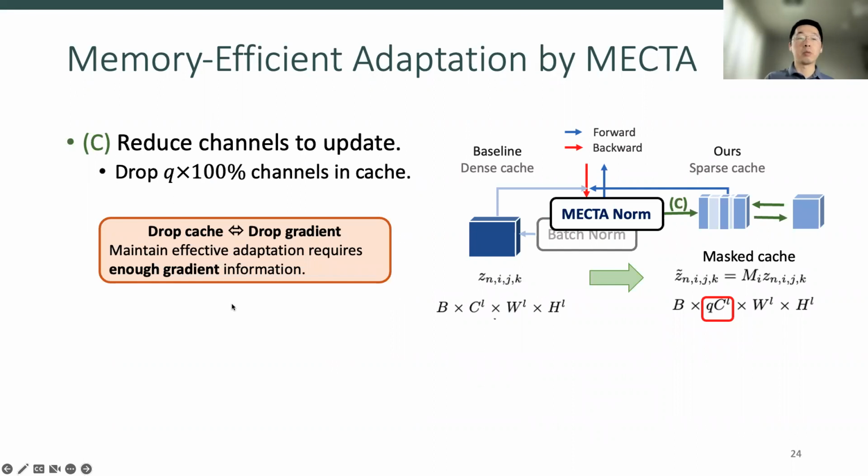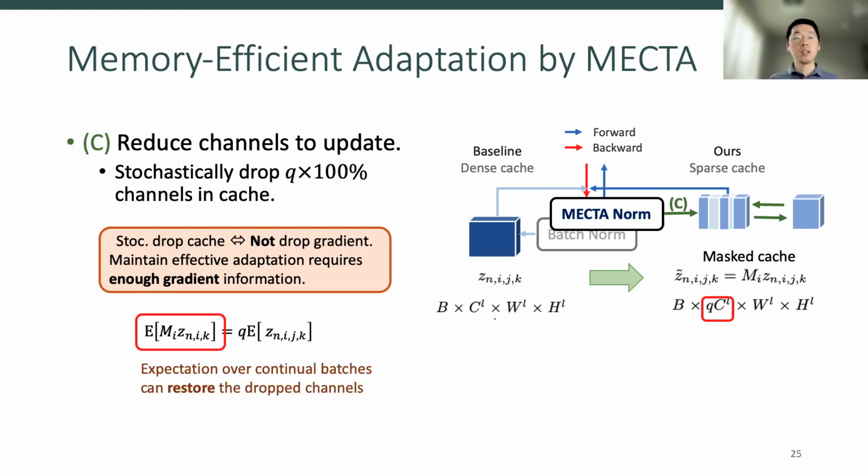However, we notice that when you drop these channels, you will not be able to compute the gradient in these channels again. This means you will lose the ability to update some specific channels. This is not a good idea because a good adaptation requires enough gradient information. If you drop them, you will lose accuracy. So therefore, we propose another way. Instead of constantly dropping specific channels, we randomly drop some channels.